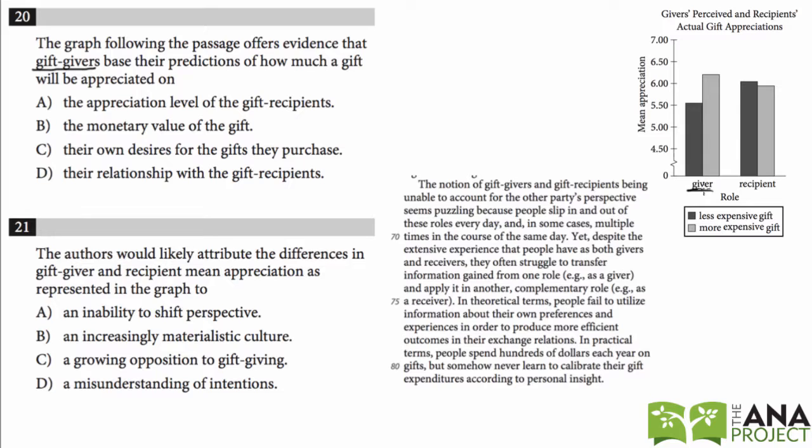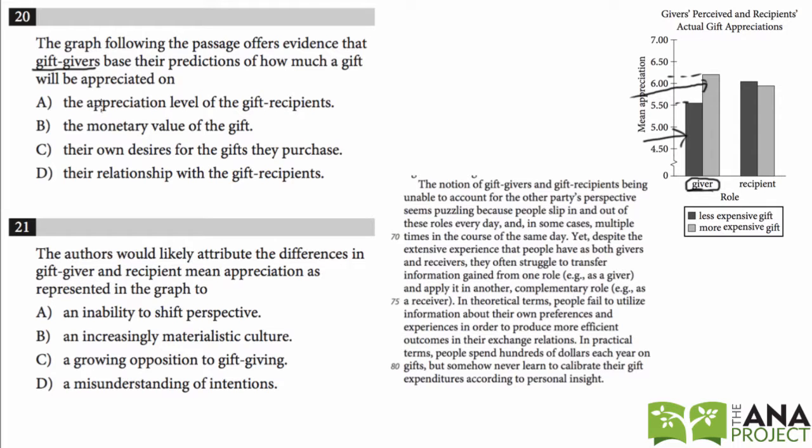So let's just look at the giver part. This is the less expensive gift, and the y-axis is mean appreciation. So there is less appreciation for the less expensive gift, and then appreciation goes higher than 6, versus about 5.5. So basically, the more expensive the gift, the higher the appreciation from the giver's perspective. That's what they think. So we answered it ourselves: givers base their predictions on how much a gift will be appreciated on how expensive the gift is.